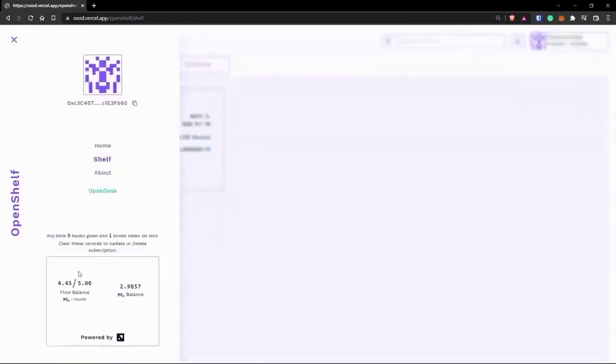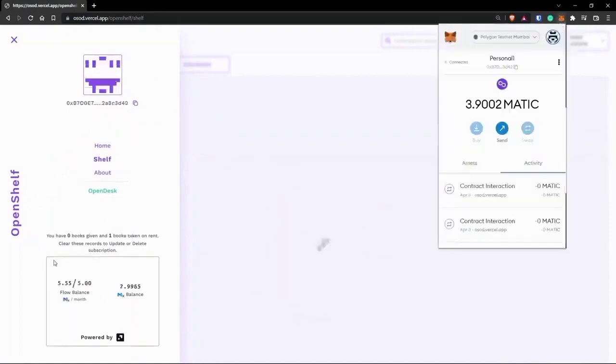Now, as we can see here, this reader has taken one book on rent, so he or she cannot unsubscribe from the renting model unless he or she has cleared all the records related to rent. And this flow balance shows that he has 4.45 per month of balance available for other books to claim or take on rent.